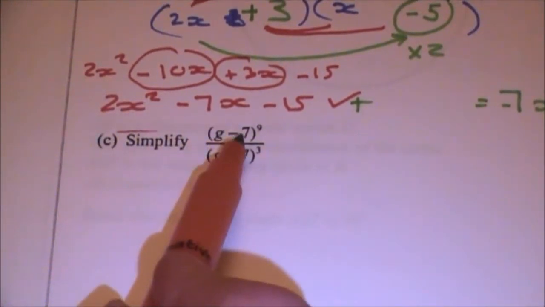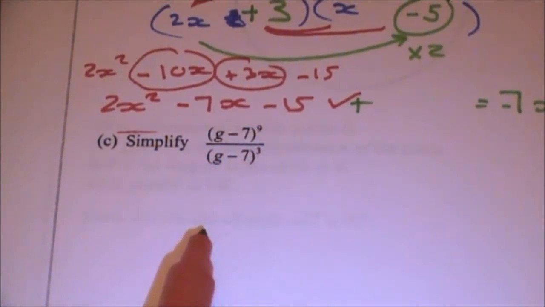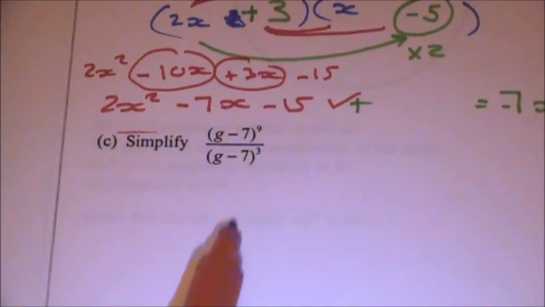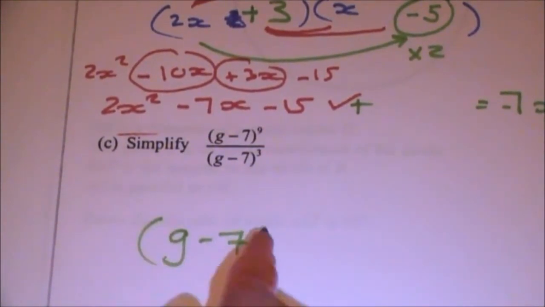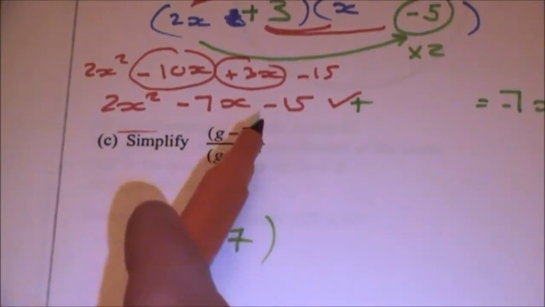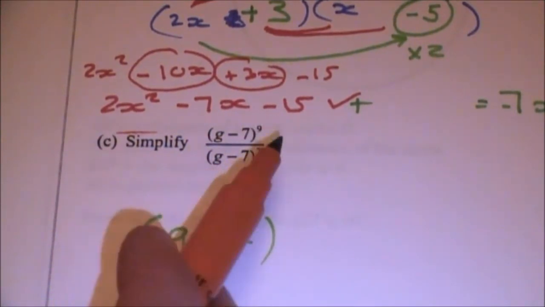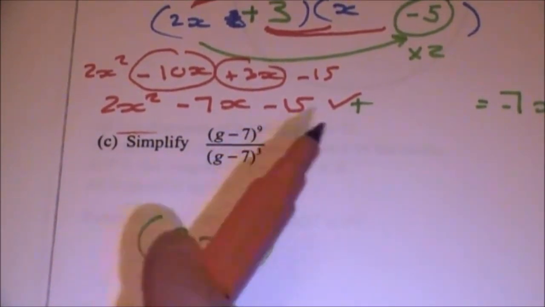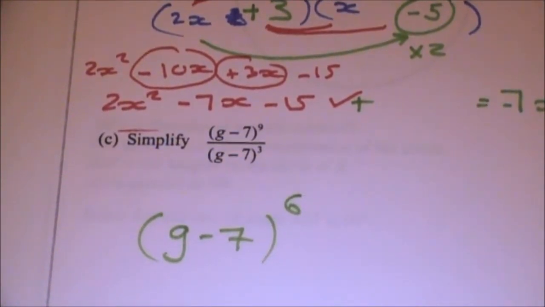Here we've got g minus 7 to the power of 9, and here we've got g minus 7 to the power of 3, and I'm dividing them. Now the rules of indices state that if something's raised to a power, it can stay as it is, and you just amend the power. So something to the power of 9 divided by the same thing to the power of 3. If we're dividing, it means we need to subtract the powers. So you end up with g take away 7 to the power of 6.